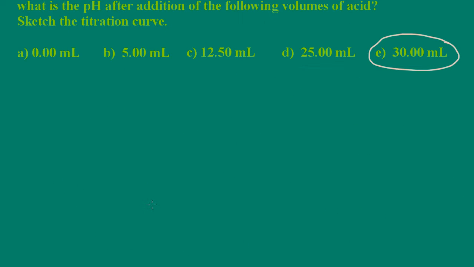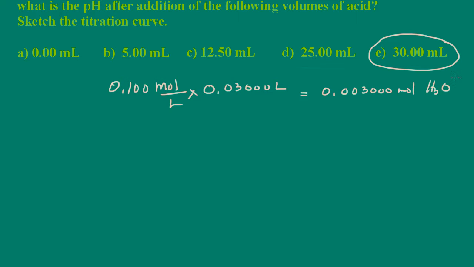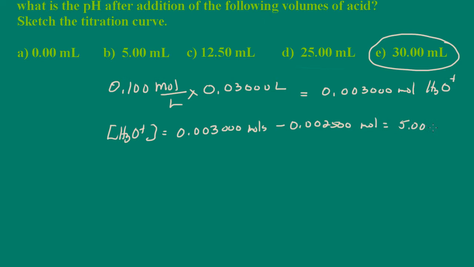So after the addition of 30 milliliters, the pH only depends on the excess hydronium ion concentration. We have to figure out how much acid is in 30 milliliters, or how much hydronium ions. So we have the acid was 0.1 molar. Multiply that by 0.03 liters, and we end up with 0.003 moles of hydronium ion. We know that 0.0025 moles of hydronium ion reacted with the ammonia. So let's find the difference here. So our hydronium ion concentration then is just going to be 0.003 moles minus the 0.0025 moles. That's going to give us 5 times 10 to the negative 4 moles of acid.